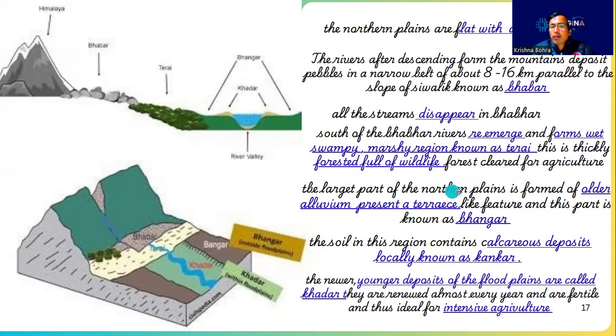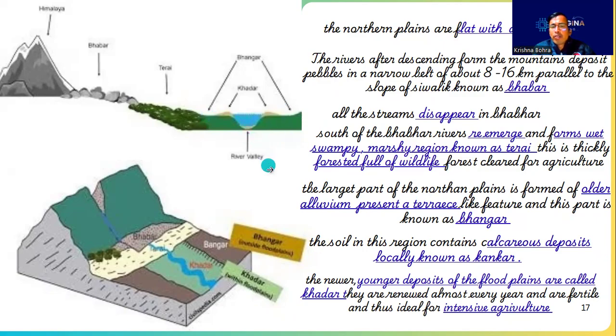The largest part of the northern plain is formed of the older alluvium present as a terrace-like feature, and people perform terrace farming in this particular area, especially in hill stations like Uttarakhand, Himachal Pradesh, and this particular area is known as Bhangar or Bangar. So this particular area you can locate is Bangar.